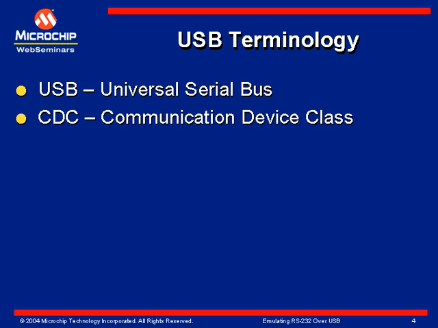The next word is CDC, which stands for Communication Device Class. This is a device-level protocol specification defined by the USB Association Body. It defines the rules of how a USB host and a USB peripheral should communicate as a communication device. Specifically, the CDC specification defines a wrapper protocol layer around other communication protocols, such as RS-232, allowing them to be transported over the USB interface.